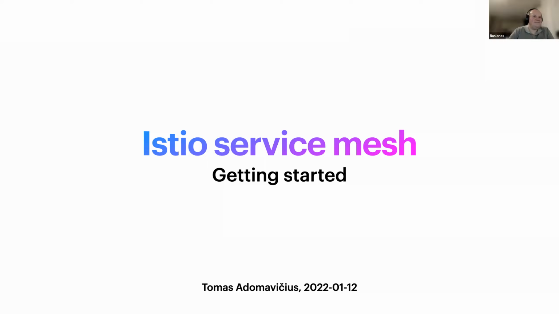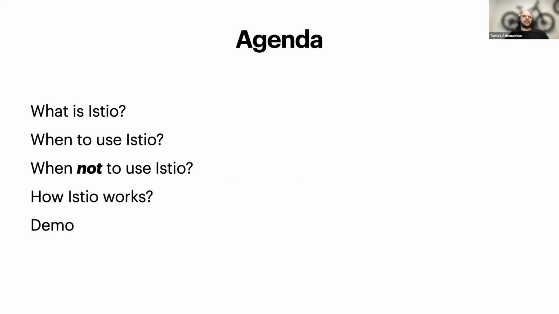So my presentation is about the Istio service mesh. This is going to be the intro level, the basic kind. We're not going to dig deep into all of the features of Istio and all the possible configuration options, because that's just too much. It's a complex system, and I just wanted to show the basics on how it works and how easy it is to configure, and how easy it is to start using it. So that's the agenda. What is Istio, when to use it, and with the same importance when not to use it, how it works, and a simple demo.